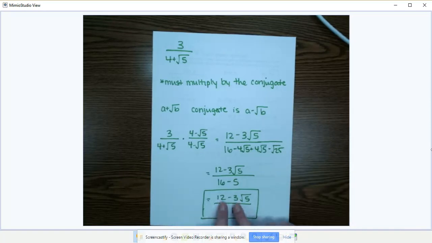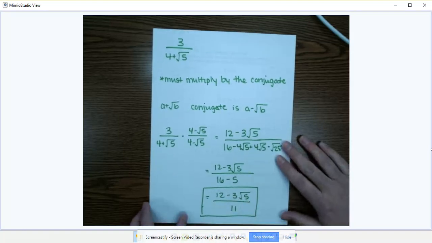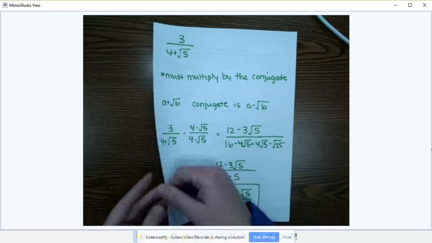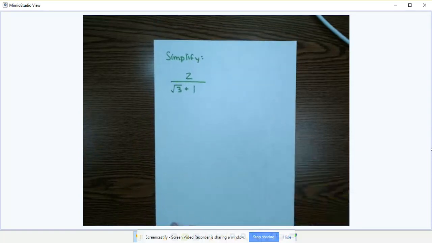You cannot combine these 12 and these 3 because that 3 is attached to the 5. So it has to stay 12 minus 3 root 5. And I would like you guys to simplify 2 over root 3 plus 1.